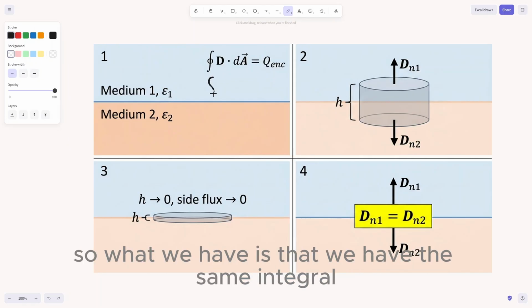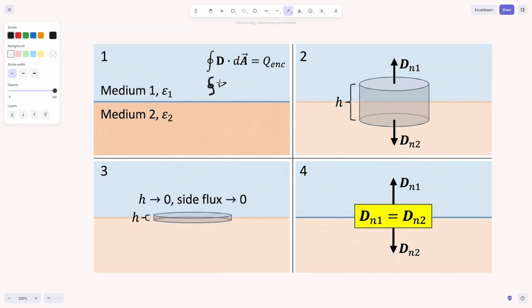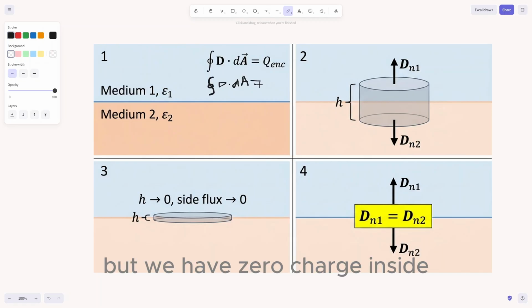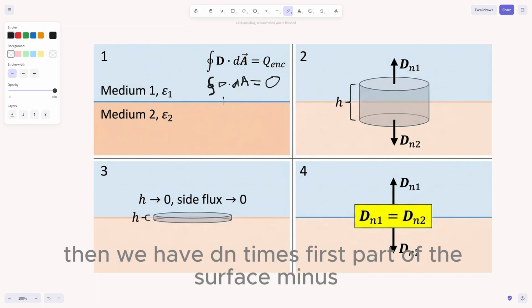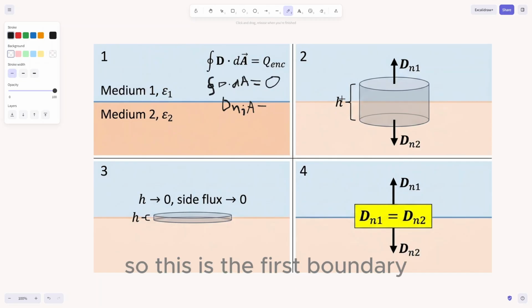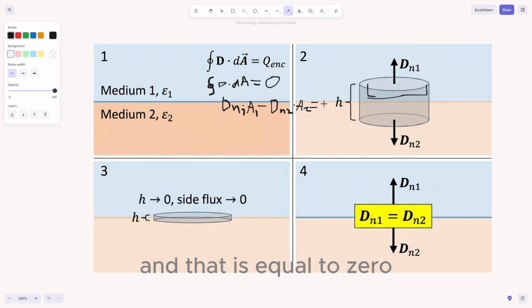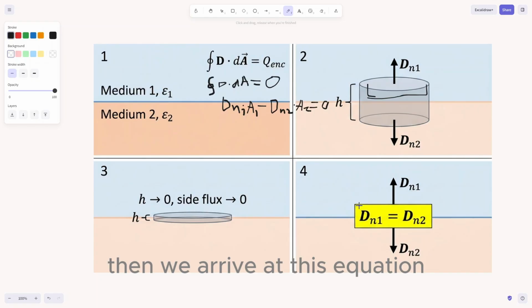So we have basically the same integral. But we have 0 charge inside. And this means that when we integrate, we have D_n times the first part of the surface, this is the first boundary on this side here, minus the other side. And that is equal to 0. And if we rearrange that, then we arrive at this equation.